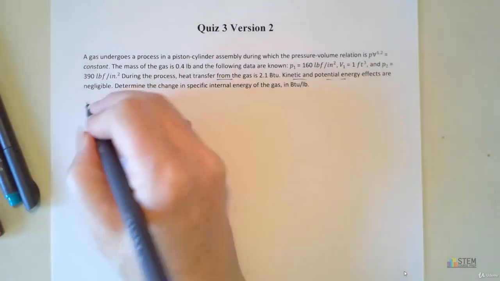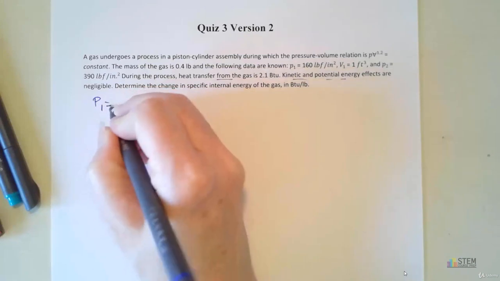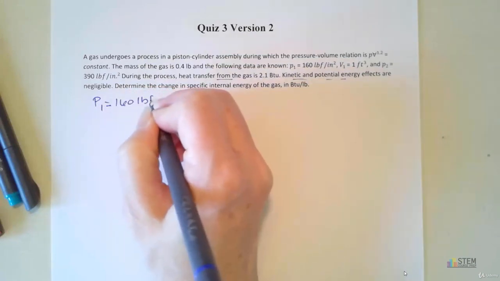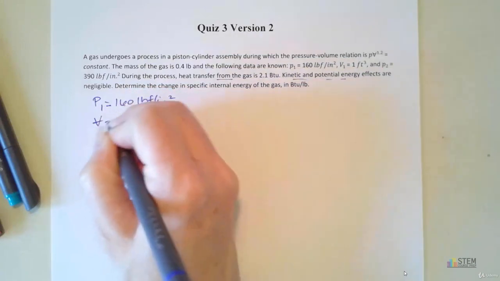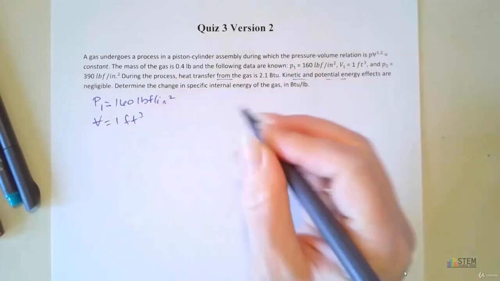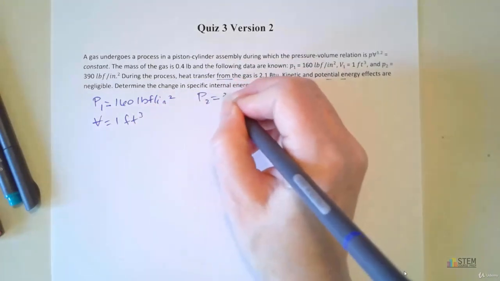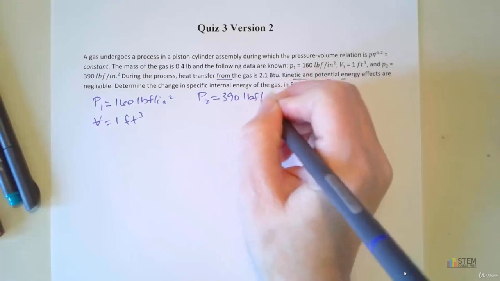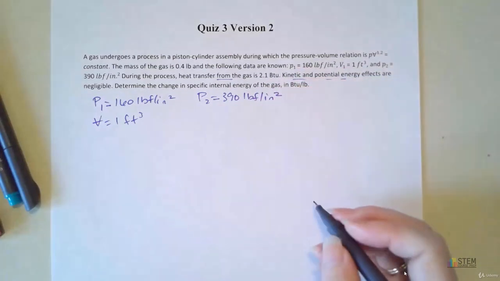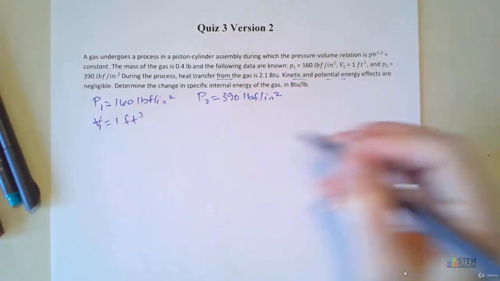Let's go ahead and write down what we have. We've got our initial pressure. That's the 160. Got our initial volume. And then we've got our final pressure. We do not have the final volume though. All right, so we don't have that.